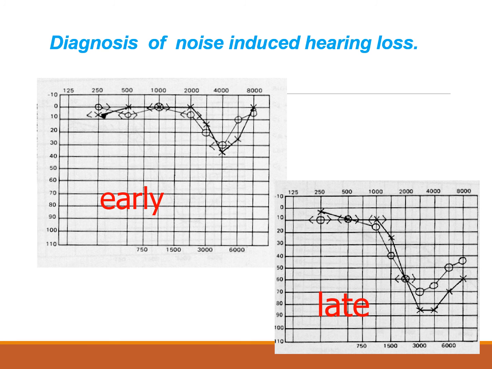This is the audiogram filled with the results of a worker. On your left side is early loss, as you see, at 4 kHz depression, the so-called V depression, and the depression increases and goes to other frequencies as the worker is exposed to noise.